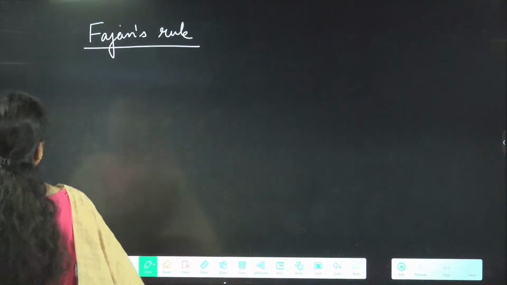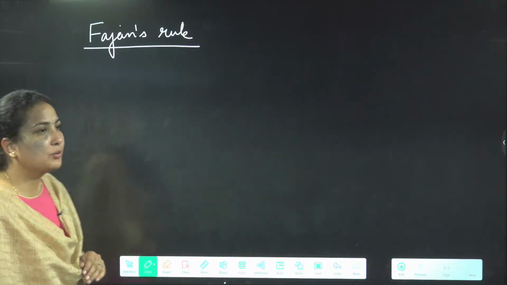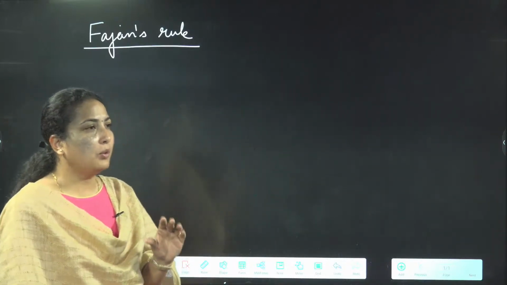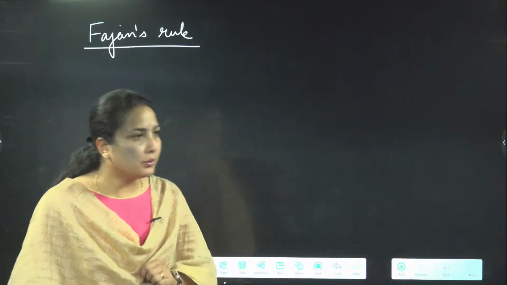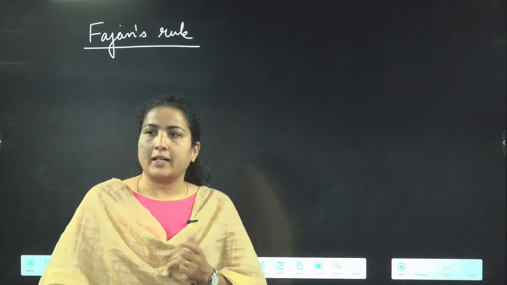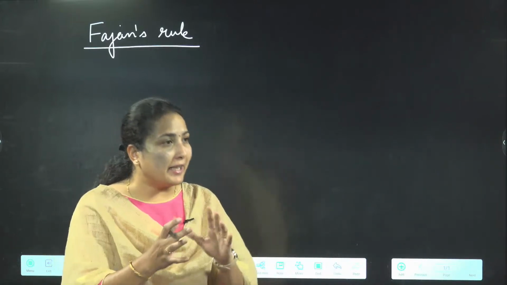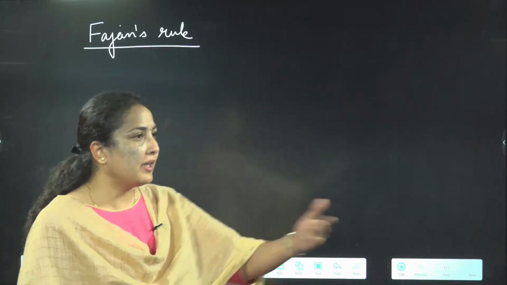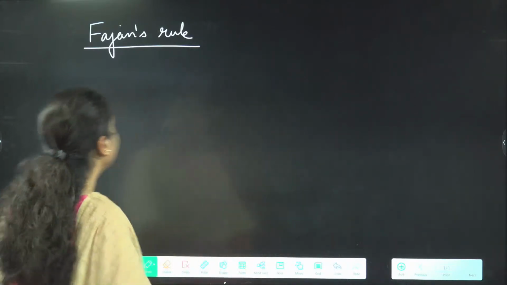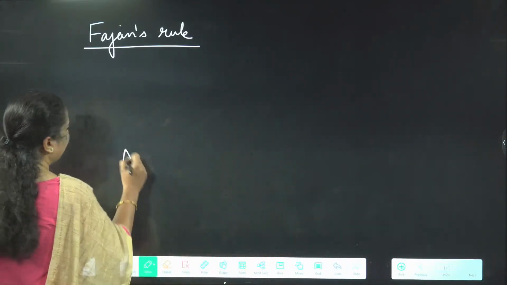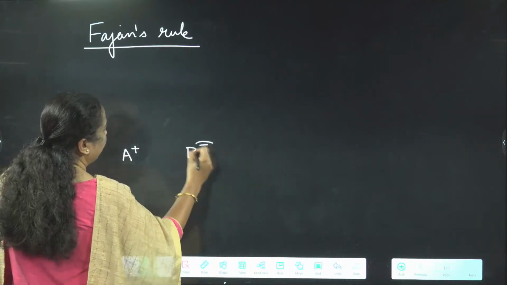Now, let us try to understand this Fajan's rule. When I'm talking about an ionic compound, it will be made out of what? A cation and anion, right? They have an electrostatic interaction between them, and hence we call it an ionic compound. Now, let us say I have got a cation and anion, right?